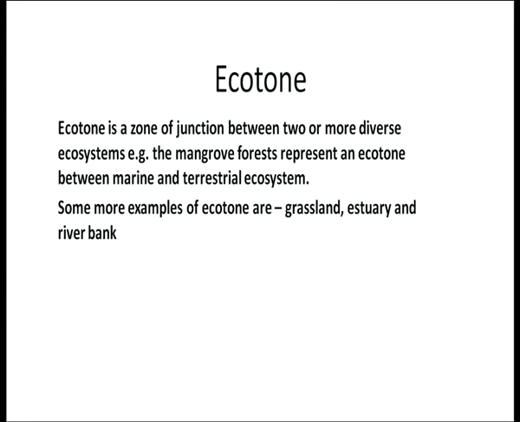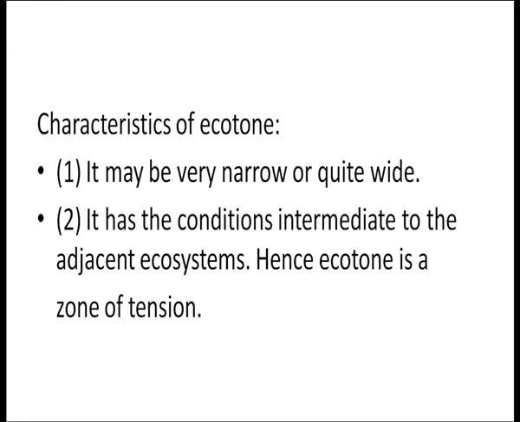An ecotone is a zone of junction between two or more diverse ecosystems. For example, mangrove forests represent an ecotone between marine and terrestrial biomes. Some more examples of ecotone are grassland, estuary and river banks. The ecotone may be very wide or very narrow.